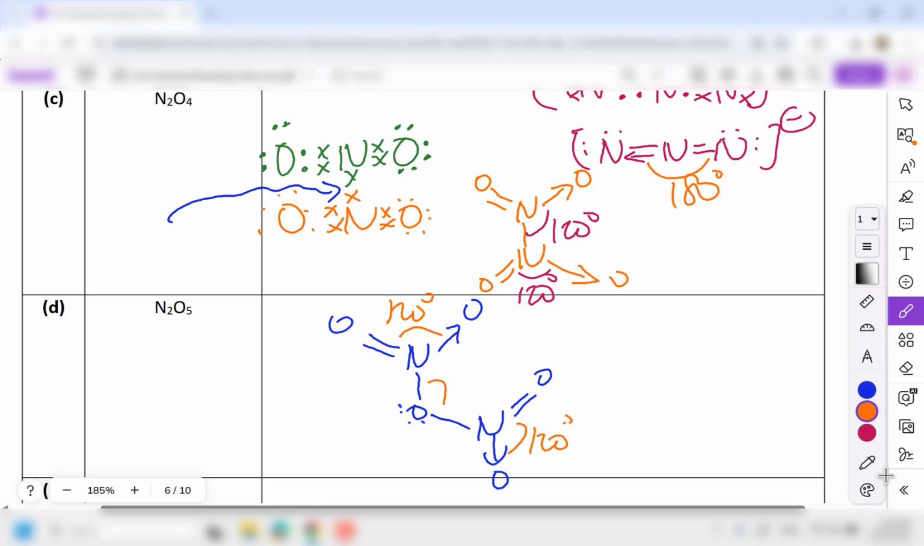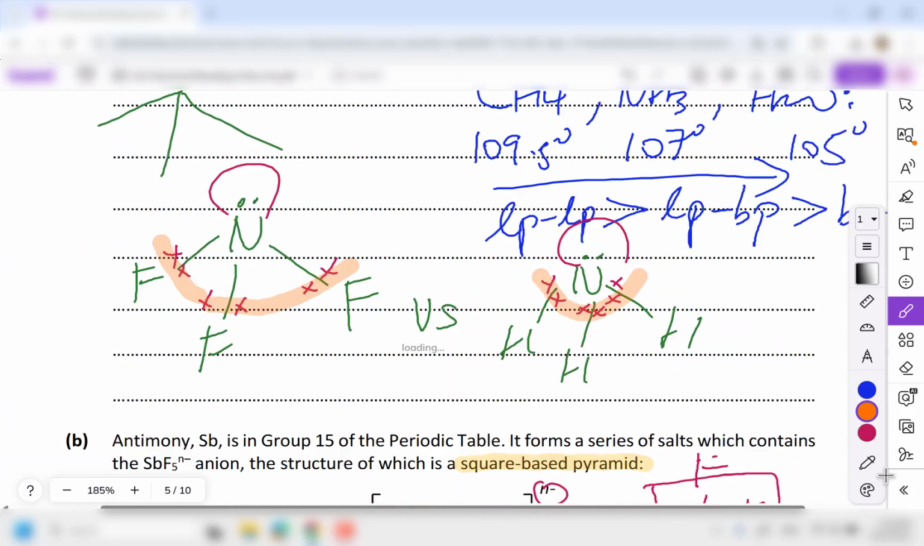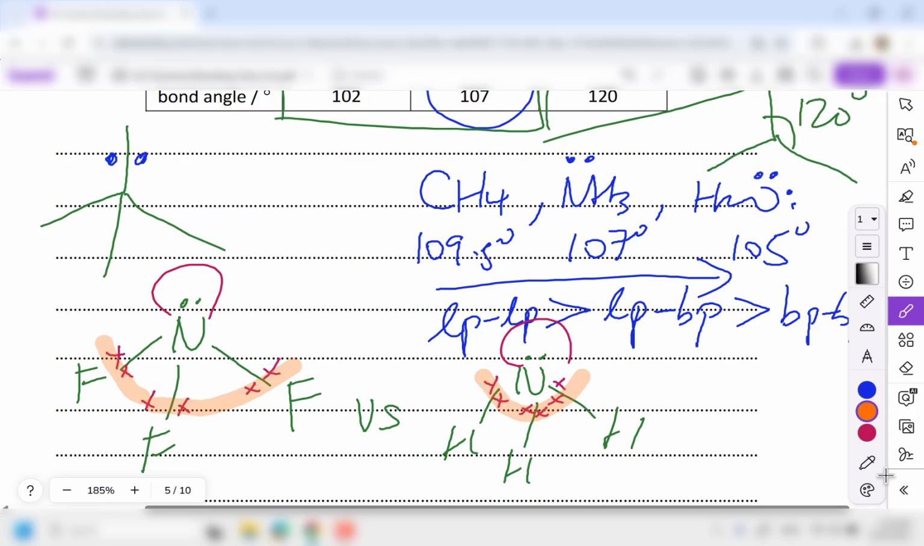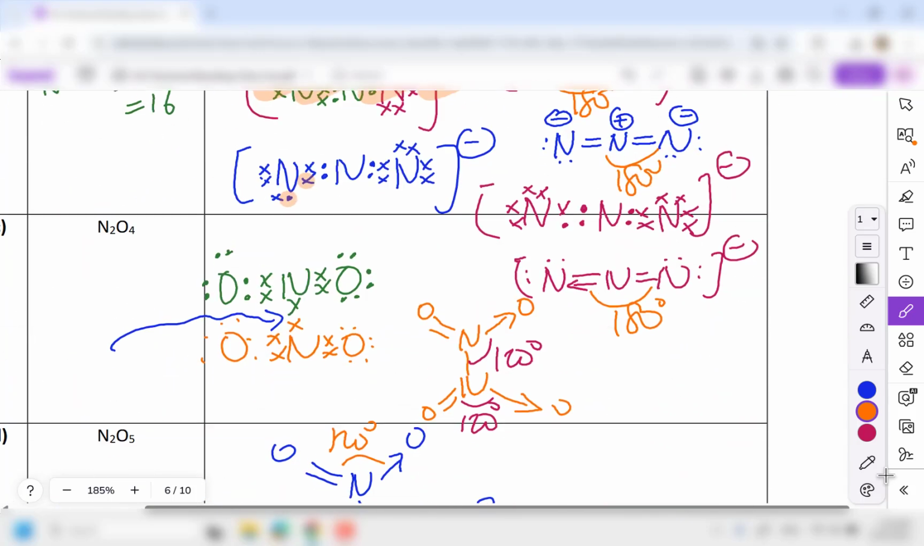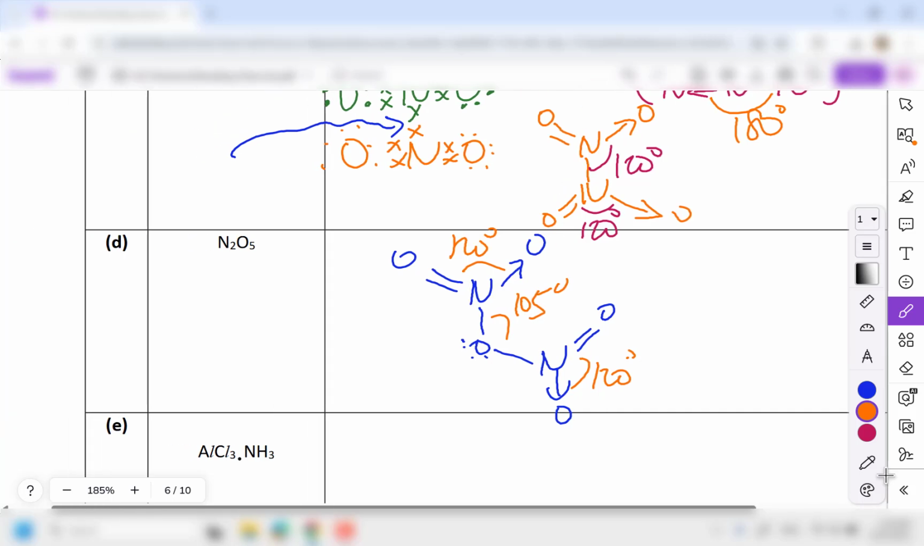For this one, we will use the benchmark that I mentioned earlier in my illustration here. We'll use the H2O benchmark, about 105 degrees. So we'll use 105 degrees. Of course, the bond angle need not be exactly 105. It could be much lesser, it could be more. We are not here to debate. We are just here to predict an angle based on what we know.